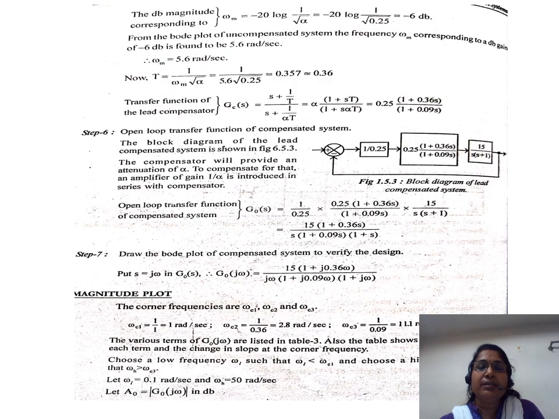We will be drawing the block diagram. From that, for the compensated system, the gain we will be obtaining. Then for that we will be finding out the magnitude plot and phase angle plot in the same manner.